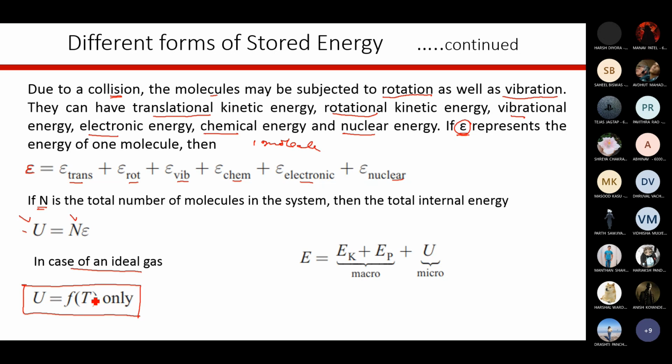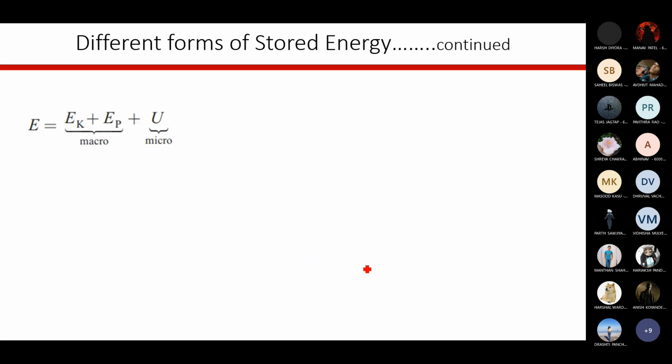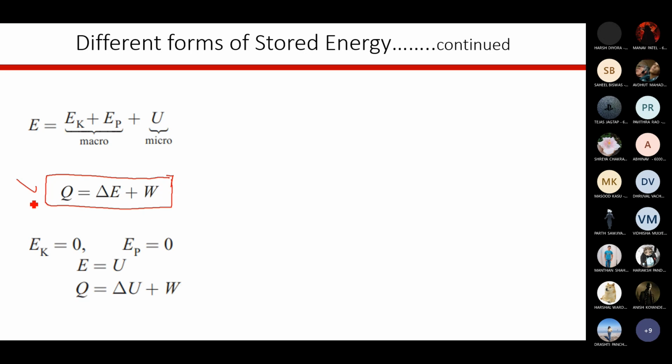I'm taking this further in the next slide, and then we'll introduce the expression which we have derived already, that Q is equal to delta E plus W. We derived this. So I am going to simplify this equation. Our basic equation was Q is equal to delta E plus W. Delta E is the energy stored within the system, and we said that this E is made up of the kinetic energy, the potential energy and the internal energy. Now we are going to simplify this.